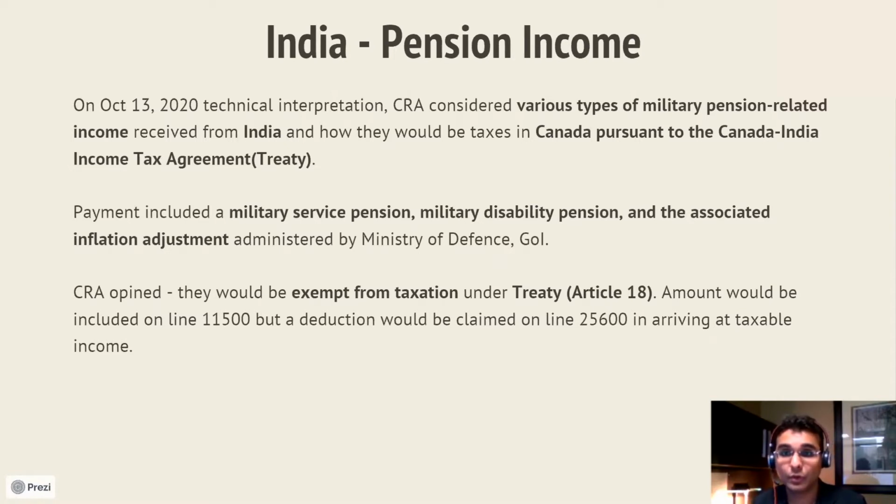Okay, and how would you report this? Even though it's exempt from taxation, you still have to report this in your income. And I can understand, because you are receiving some money from a government organization in foreign currency, you will definitely would like to be more clear. So you will include this amount on line 115 in your T1 return, and a corresponding deduction can be claimed on line 256 to arrive at the taxable income. So this is the reporting that military personnel will have to do.